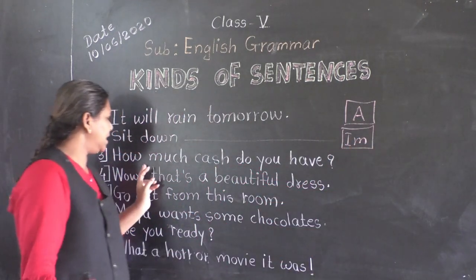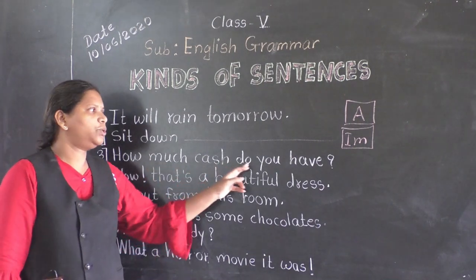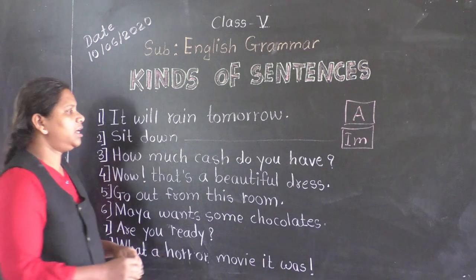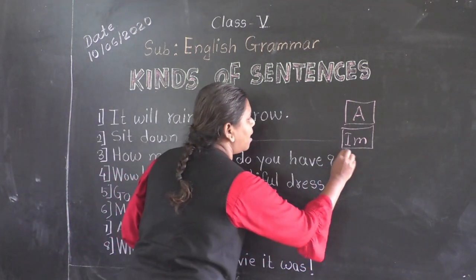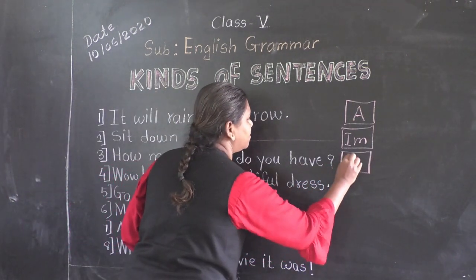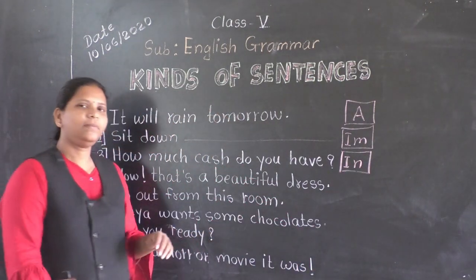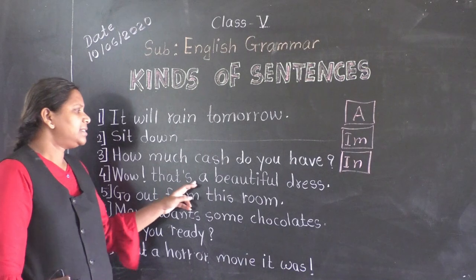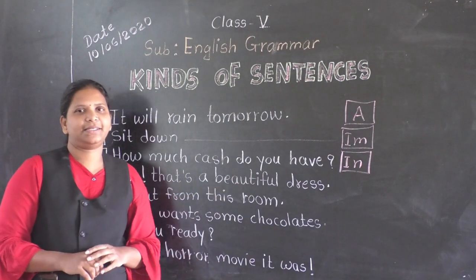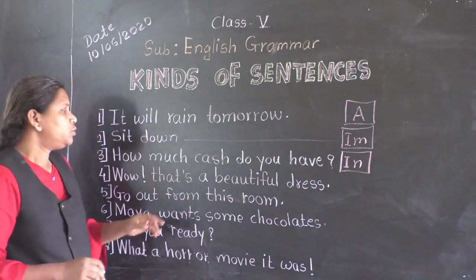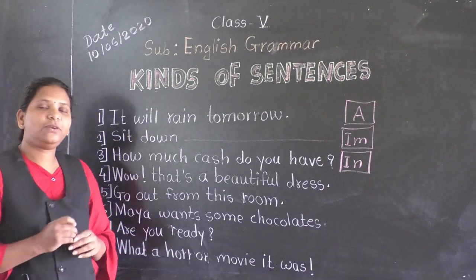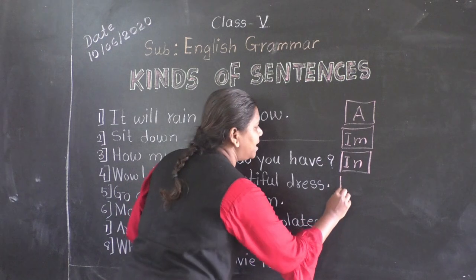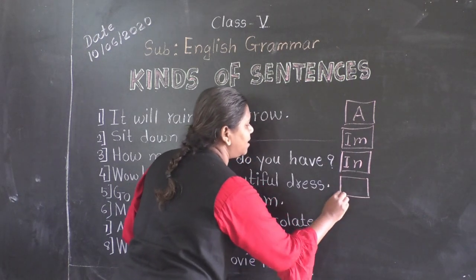Now see the third sentence. How much cash do you have? This is an interrogative sentence, right? So here I will write In. And now see, wow, that's a beautiful dress. So what do you think? Which kind of sentence is it? Yes, it is an exclamatory sentence. So we will write here E.